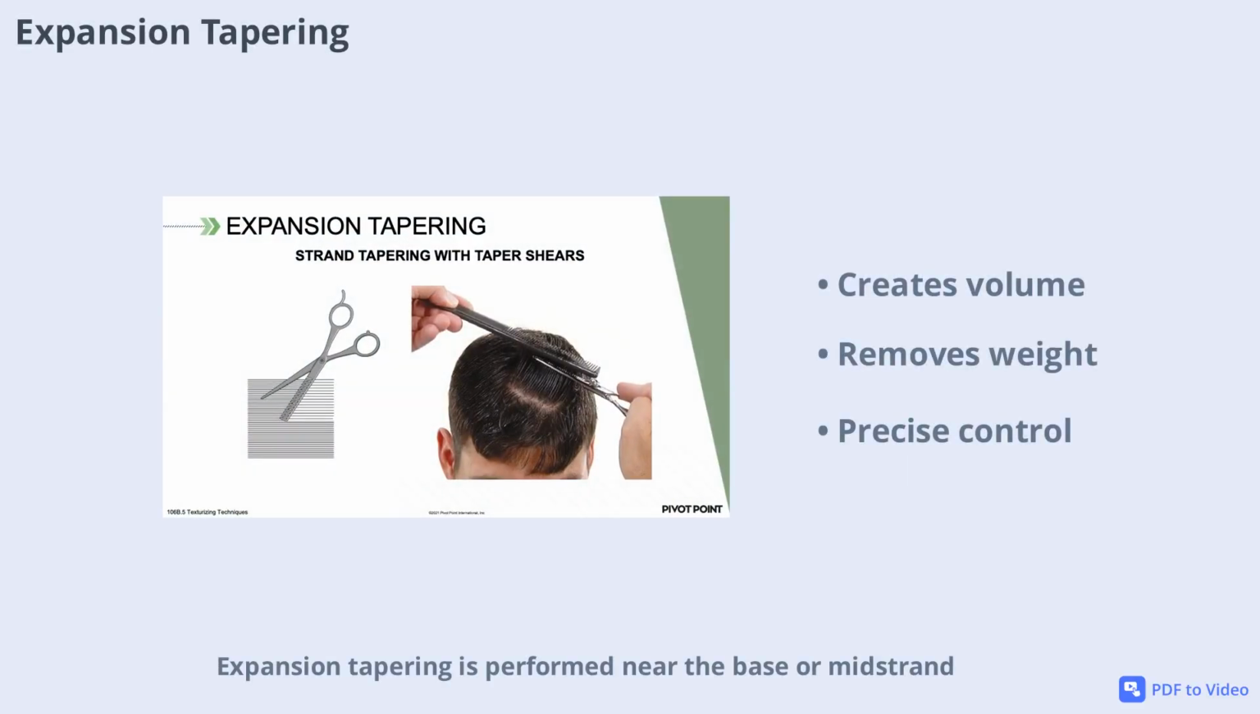Expansion tapering is performed near the base or midstrand to create volume and remove weight throughout the strand. Techniques like strand tapering with taper shears, positioned diagonally, create expansion and volume within the form. The more times you close the shears, the more hair is removed, allowing for precise control over the final look.